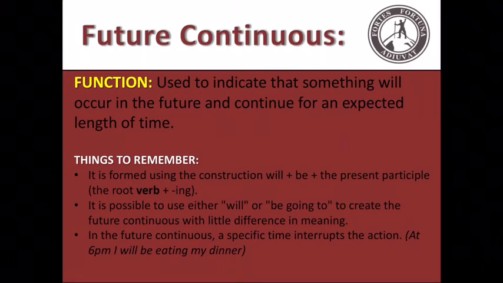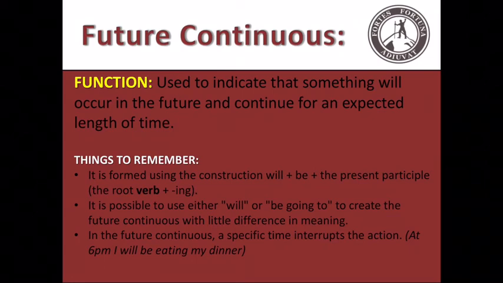Things to remember. It is formed using the construction will plus be plus the present participle, the root verb with ing. It is possible to use here will or be going to create the future continuous with little difference in meaning. It is a little bit different to future simple, where the will and be going to do have different meanings.